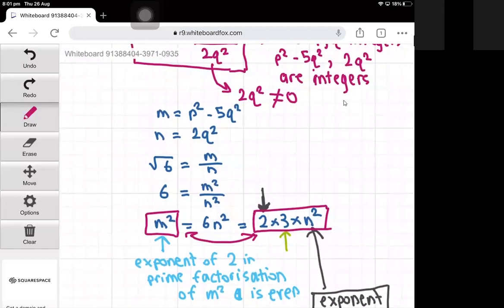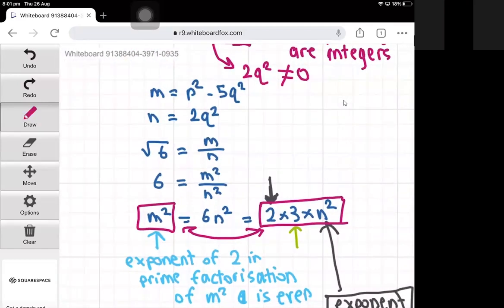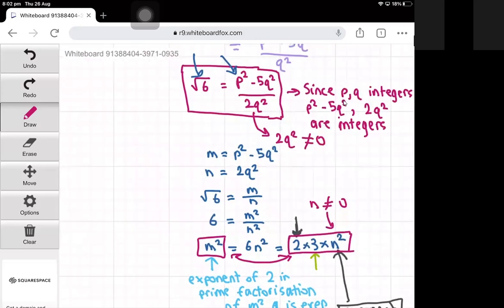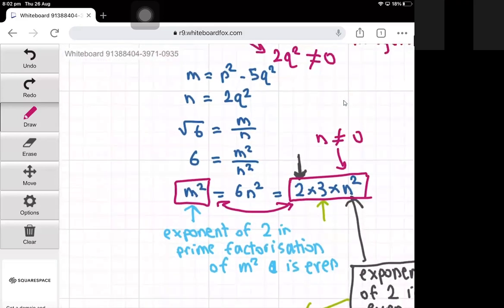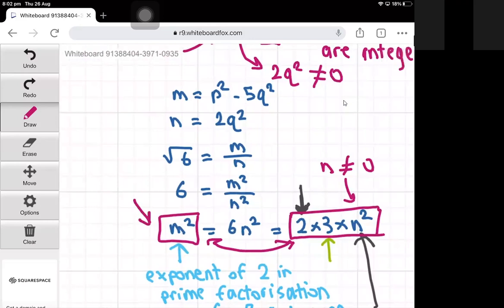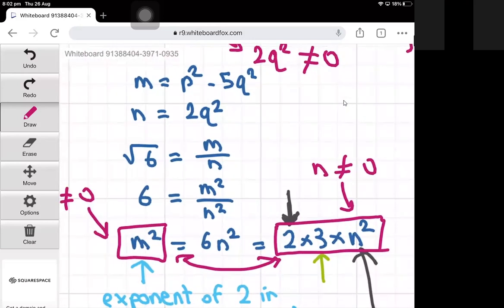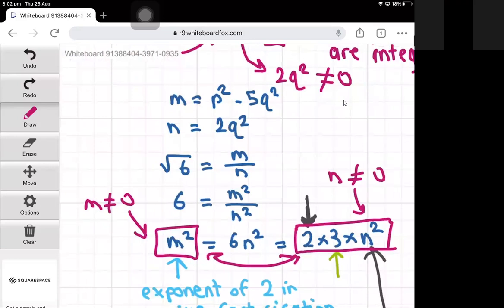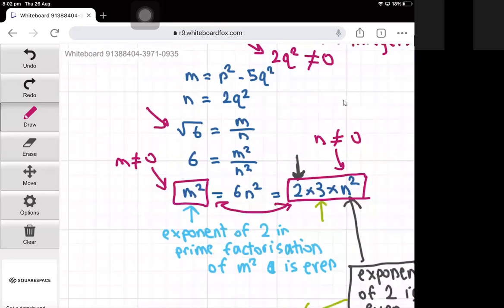And also note, you can't have n equals 0 either. So n is not equal to 0 because 2q squared is not equal to 0. And since n is not equal to 0, m can't be equal to 0, because if m was 0, then the right-hand side of this fraction would be 0. However, the square root of 6 is not equal to 0.